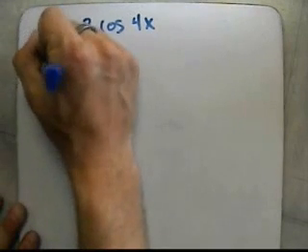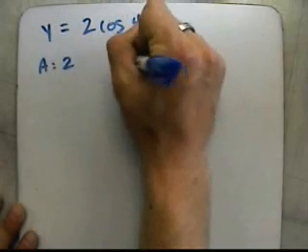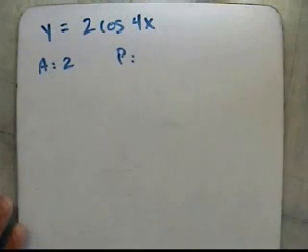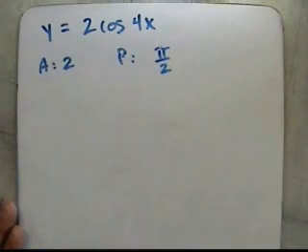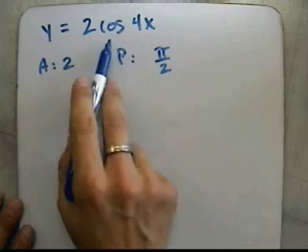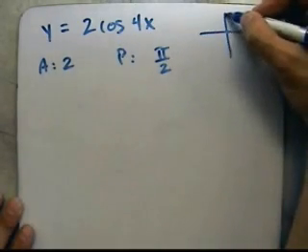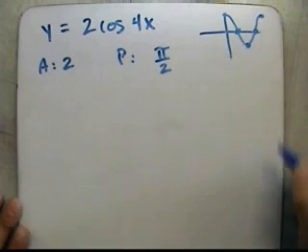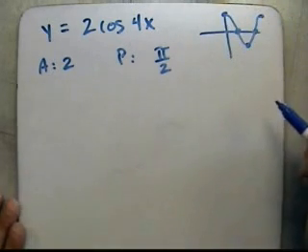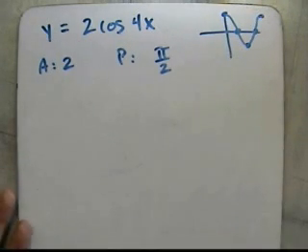So amplitude for this one should be 2. Period should be 2 pi over 4, which is pi over 2. And I'm doing a cosine graph. The cosine graph starts up, goes down, and then finishes back up, and there's 5 key points that you want to find. Cosine looks like a V. Then it'll just continue on both sides.